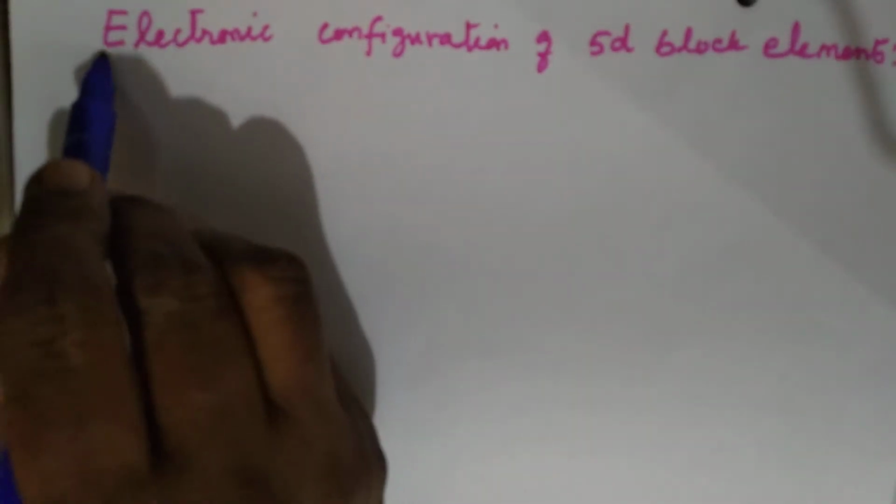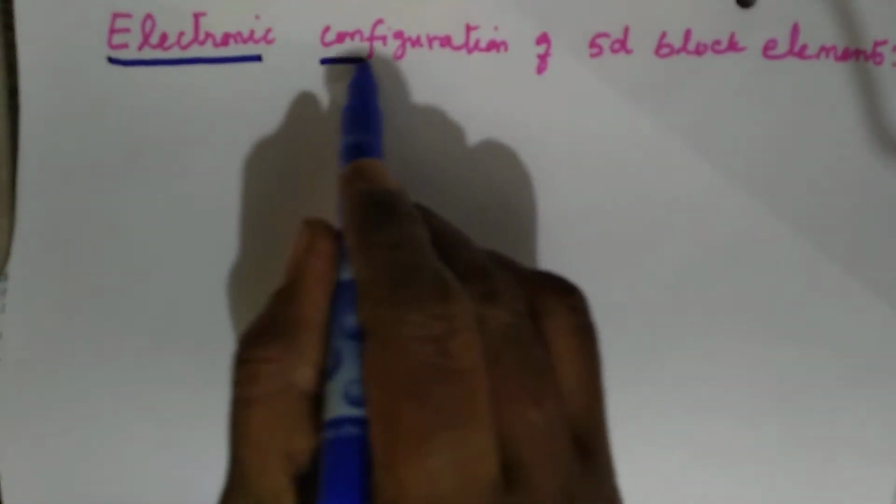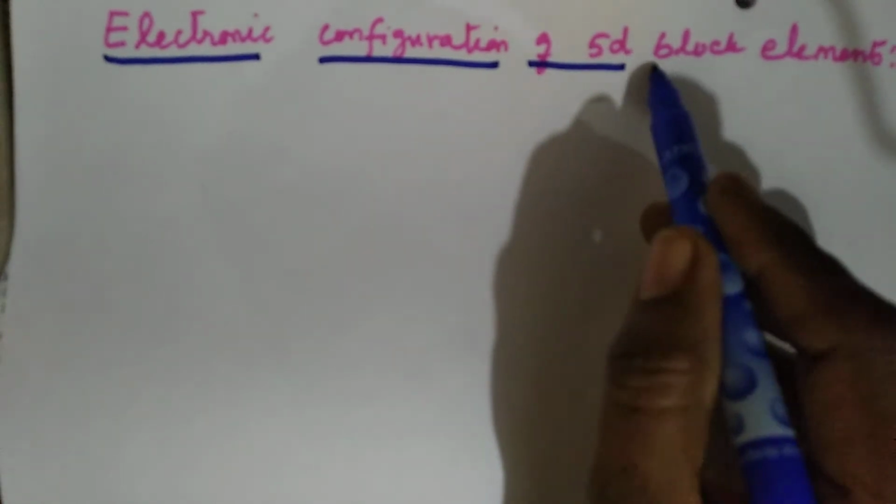Hello children, we'll write down the electronic configuration of 5D block elements. In the last two videos we have been seeing the electronic configuration of the 3D and 4D. Now we are going with the 5D. Is it clear? Now we will write down the series of the 5D block elements. What are the members of this 5D series?